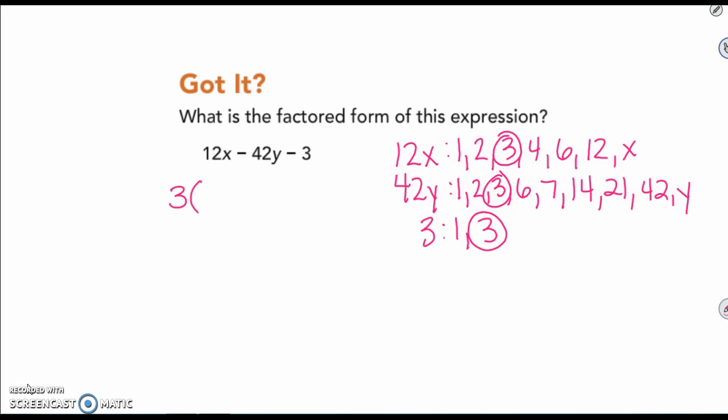What do I multiply 3 by to get 12x? That's 4x, minus 3 times 14y equals 42y, minus 3 times 1 equals 3. So this is the factored form of the expression.